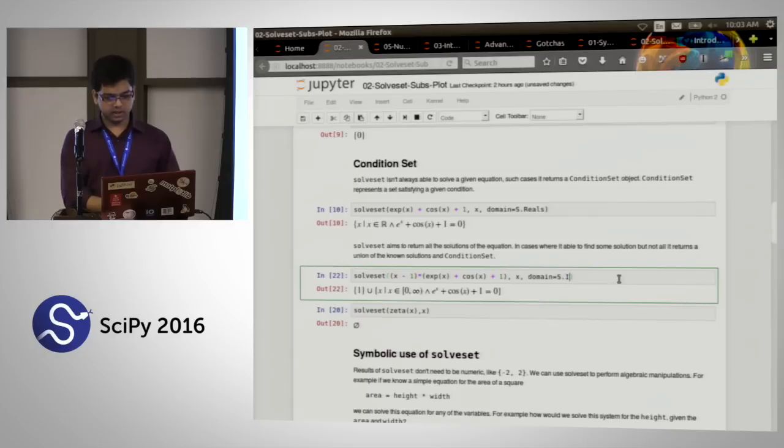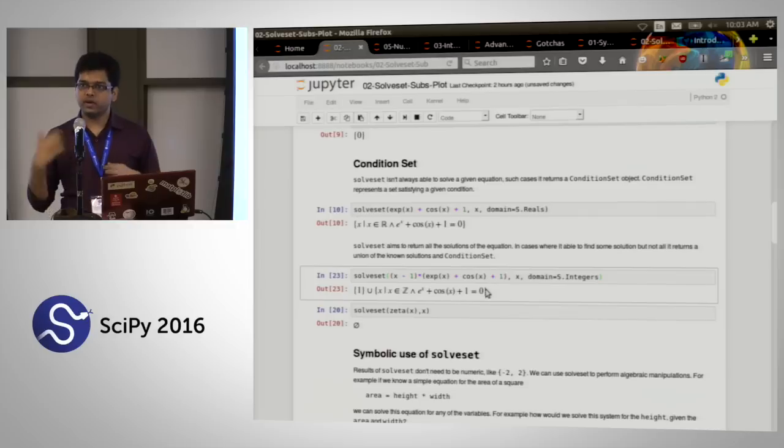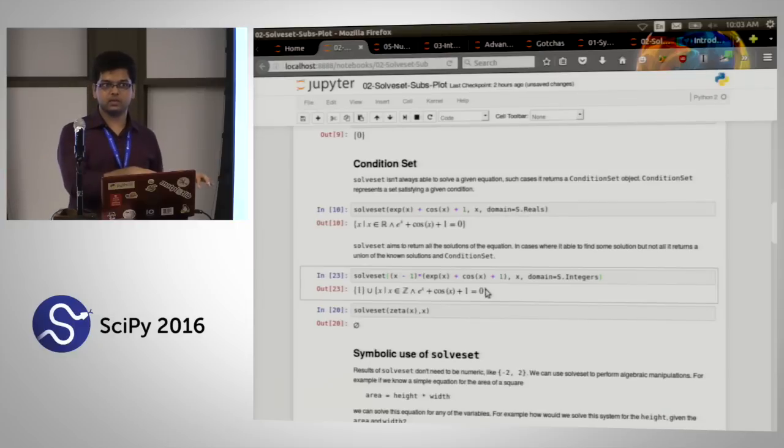So one new thing which is coming up is, it doesn't do anything special now, but what we are trying to do is connect to Diophantine solvers. We also have a Diophantine solving module. When you give the domain as integer, it will use a Diophantine solver to give you the solution. Now we have a separate Diophantine module which is not connected to solve set yet. This is one of the parts of one of the GSOC projects.